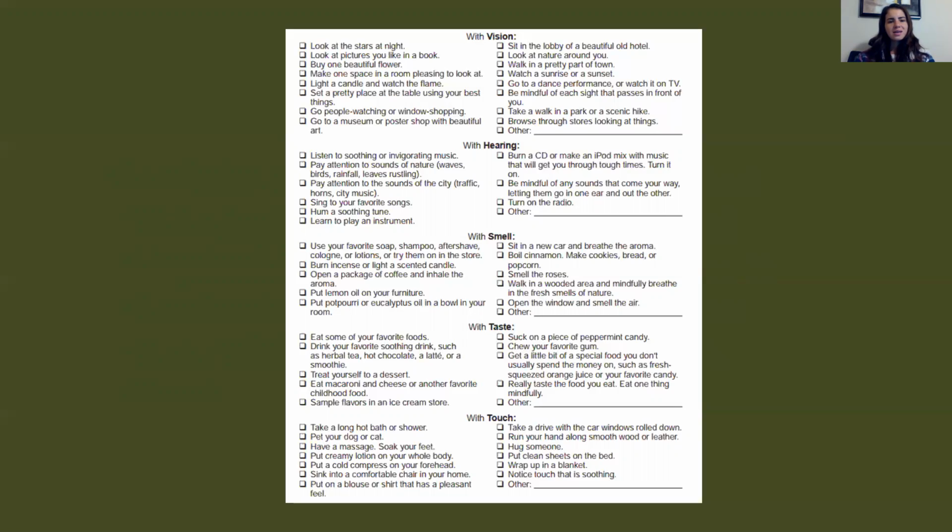Taste. So maybe you eat a bite of your favorite food and you really mindfully eat that and enjoy it and notice how it tastes. Sampling something, maybe treating yourself to something you don't usually spend the money on, or you just don't have that often. But a key part of this would be to really mindfully eat it and enjoy it. And then with touch, maybe you pet your dog or your cat, or you hold your baby, you put lotion on, you wrap yourself up in a blanket or a really snuggly jacket to comfort yourself.